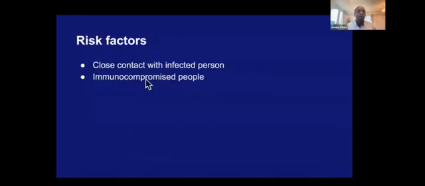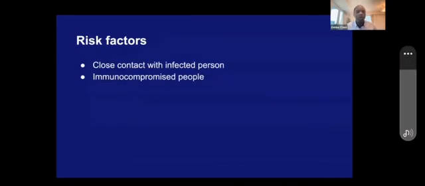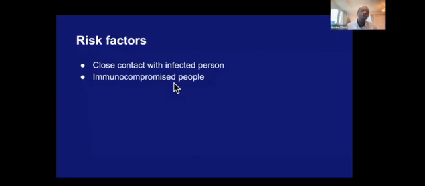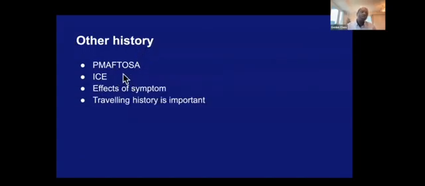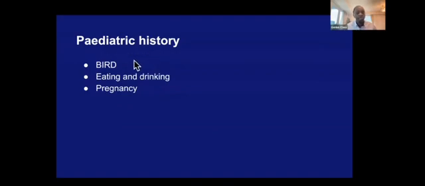Risk factors: close contact with an infected person, and immunocompromised people. Which means as part of our history, we should be asking if they have been in contact with anybody with similar lesions. Remember, the mother said there's chicken pox at school. You don't know whether it's chicken pox or actually Molluscum Contagiosum. So complete the other history: the PMH, allergies, the effects of the symptoms, and the travel history is important because you have to exclude other infections. The pediatric history: birth, immunization, red book or development, eating and drinking, and ask about problems in pregnancy and delivery, of course.